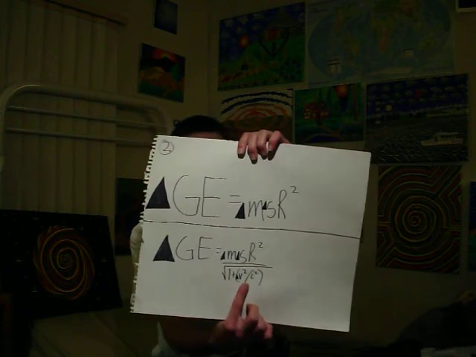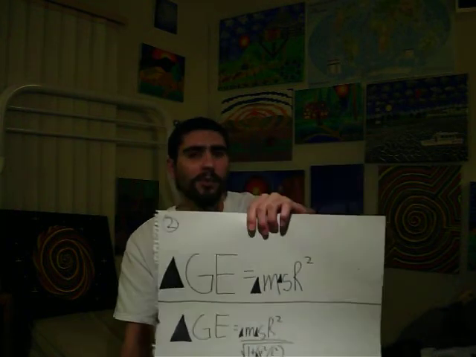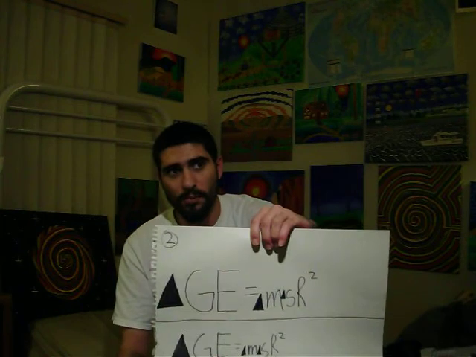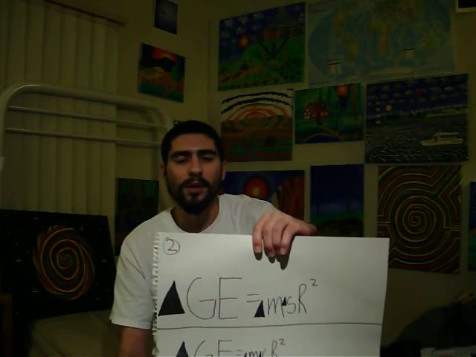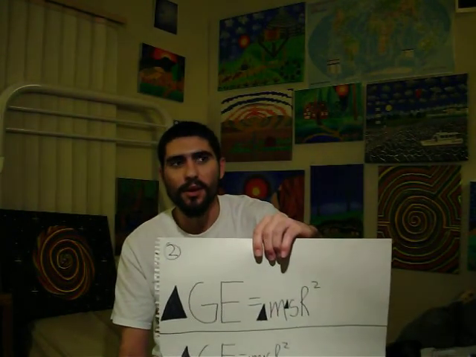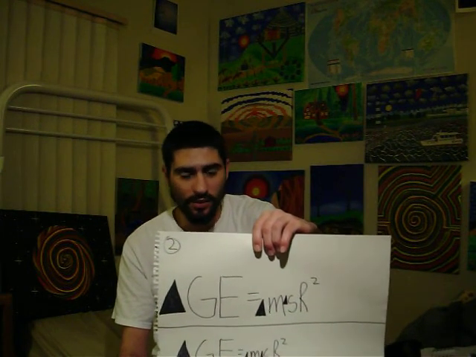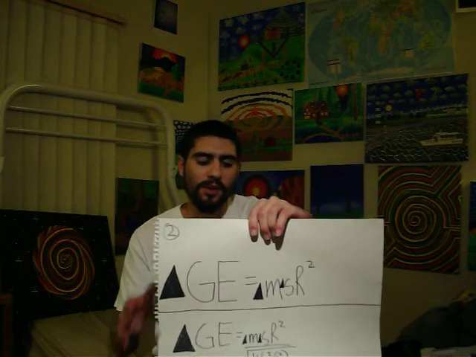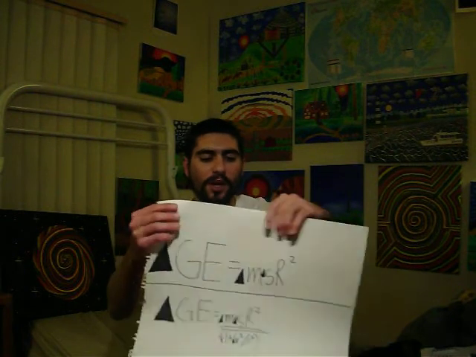And c squared, it might be possible that the speed of light changes over time, and I might do a different video explaining a theory which could explain a change in the speed of light. But that's more speculation than the rest of this.